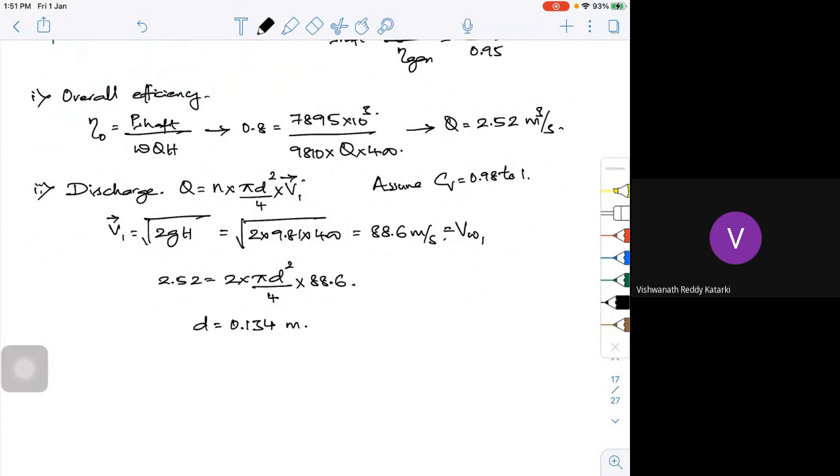To do that, I will see what your tangential force is. Your tangential force is nothing but VW1 minus VW2, multiplied by the corresponding mass flow rate, or the discharge. If you look into it, you will get your tangential force. To find VW1 and VW2, I'll go to the velocity triangles, so let's find each one by one.